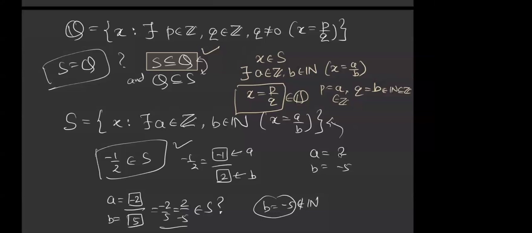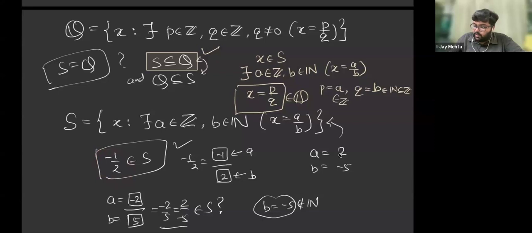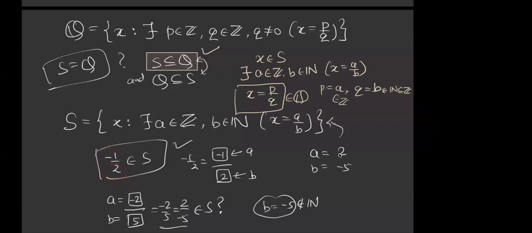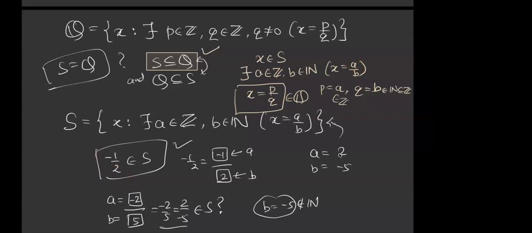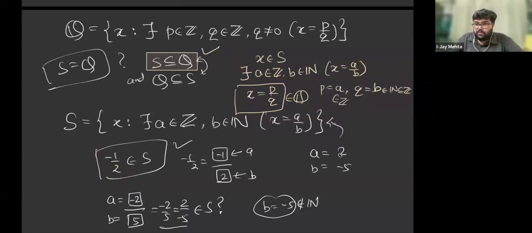So for example, -1/2. I can write -1/2, what is my integer? -1. And what is my natural number? 2. So X is in S. So there is an integer A and some natural number B such that I can write X equals A upon B. I want to show it is in Q.